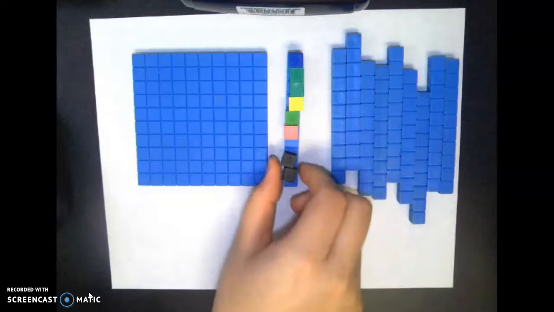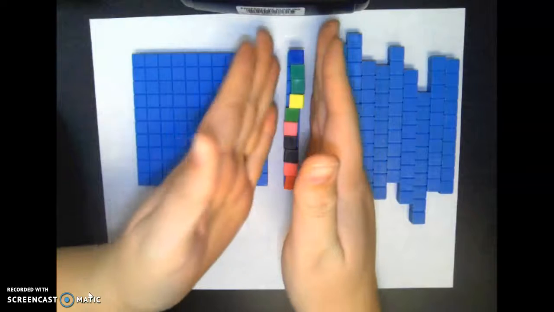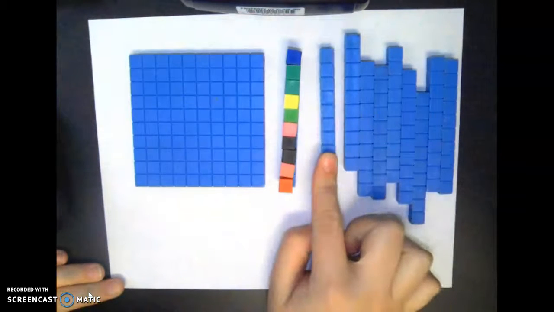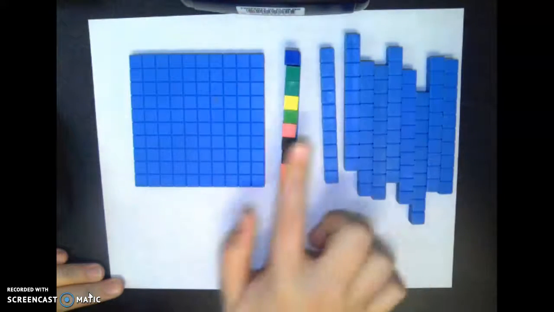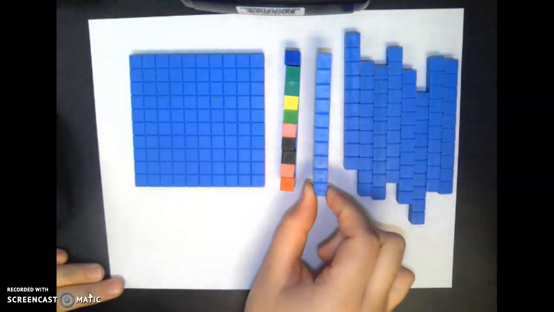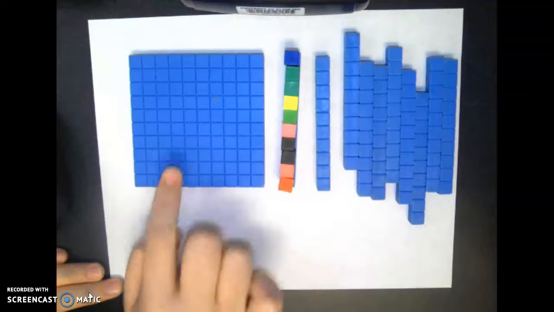So that means there are 10 ones. That means that there are 10 ones inside one of these. All right? So stick with me. Okay? So there's 10 ones in a tens rod. How many tens do you think there are in 100?